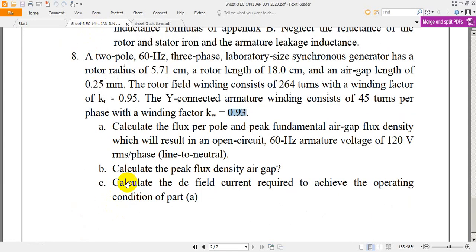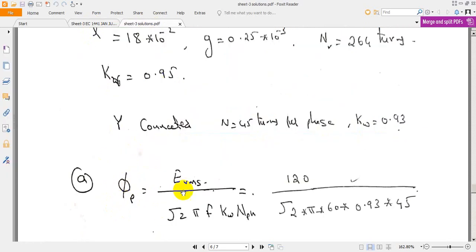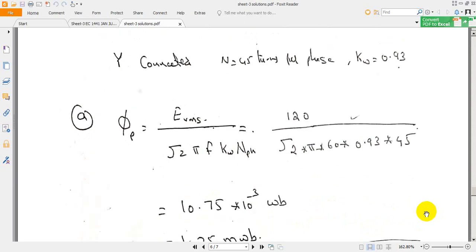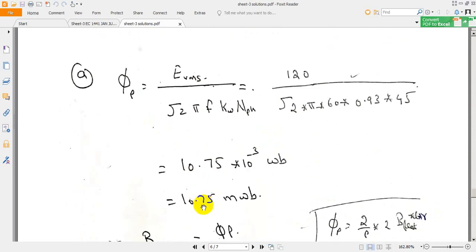First parameter that we need to calculate is the flux per pole and peak flux density. Flux per pole is given by ERMS divided by root 2 into pi f kW N phase. ERMS value is 120 volts divided by root 2 into pi into f, f is 60, kW is 0.93 and N phase is 45. If you evaluate this, you will get it as 10.75 milliwebers.